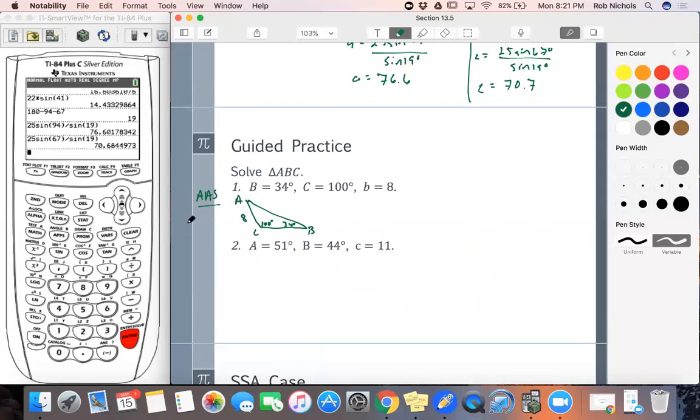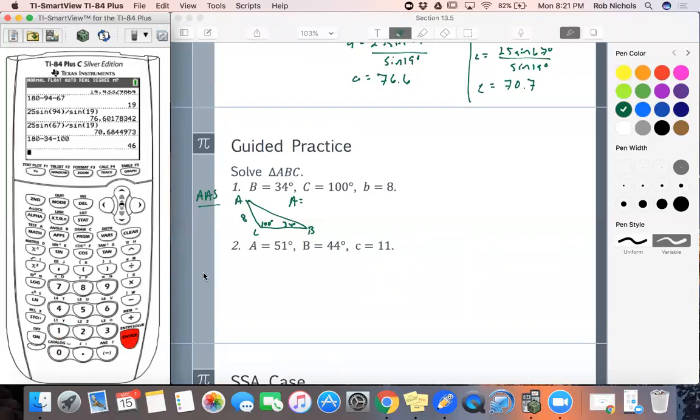All right, so immediately let's find angle A. So angle A is equal to 180 minus 34 minus 100. And I get 46. All right. And now let's set up a ratio and let's solve side C and side A.